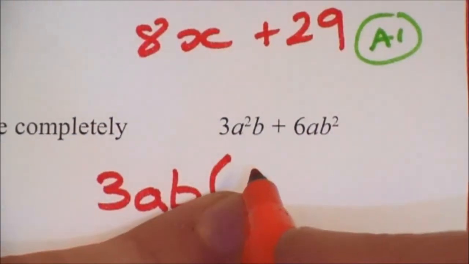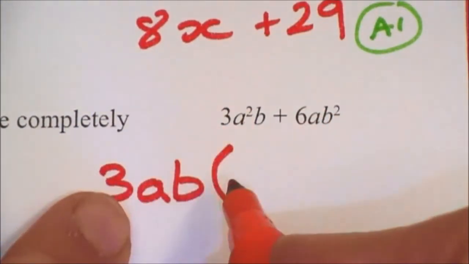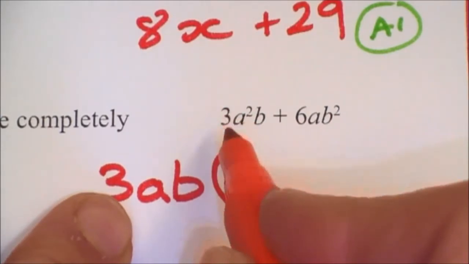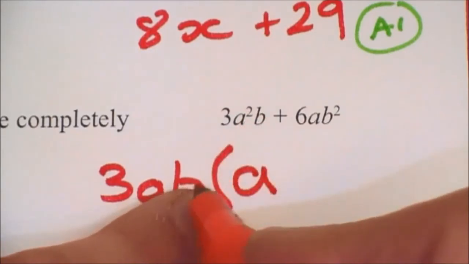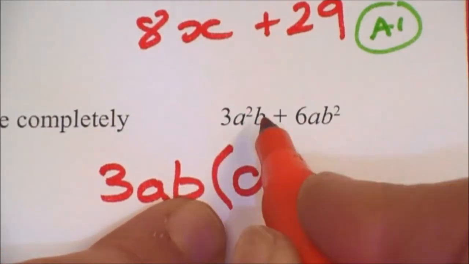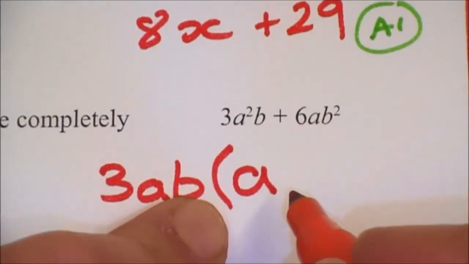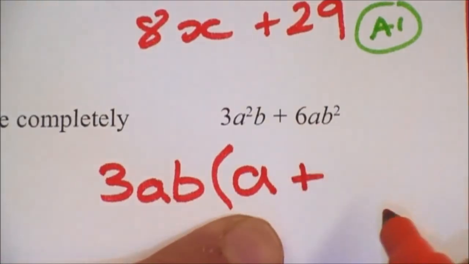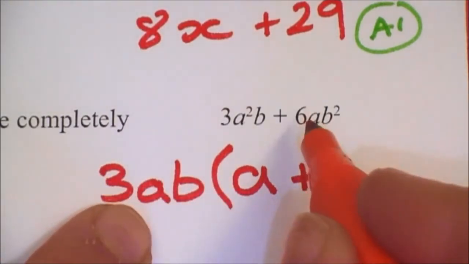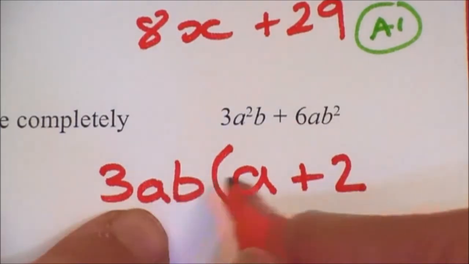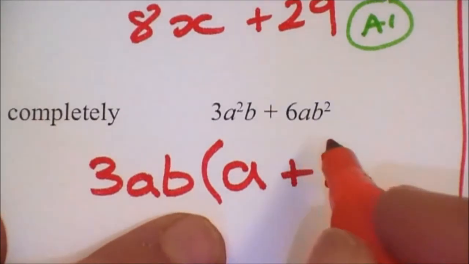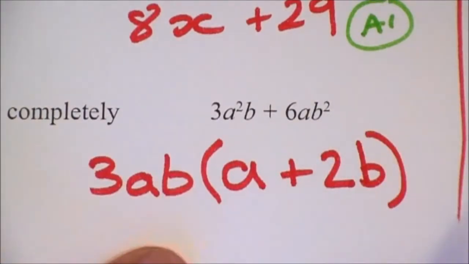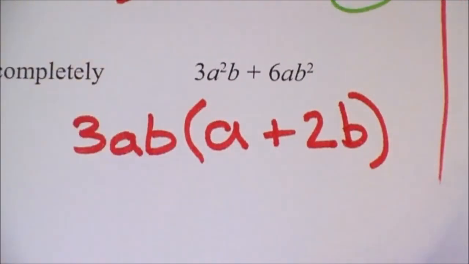Now I need to decide what I times it by. So 3 times, I don't need to times it by anything because I've got the 3. A times A would give me the A squared I need. And I don't need to times that B by anything else because I only wanted B. So the first term is going to be A. Add 3 times what is 6? Well, that's 2. A times what is A? Well, I don't need to times it by anything. And B times what is B squared? B. So factorised completely is 3AB, open bracket, A plus 2B.